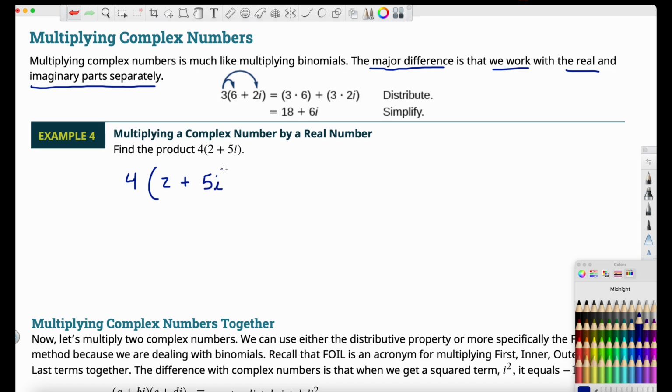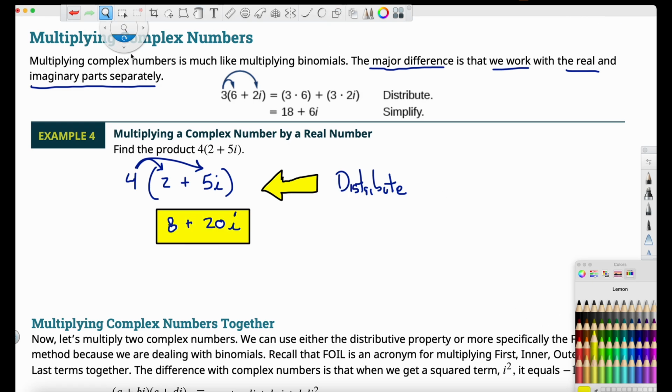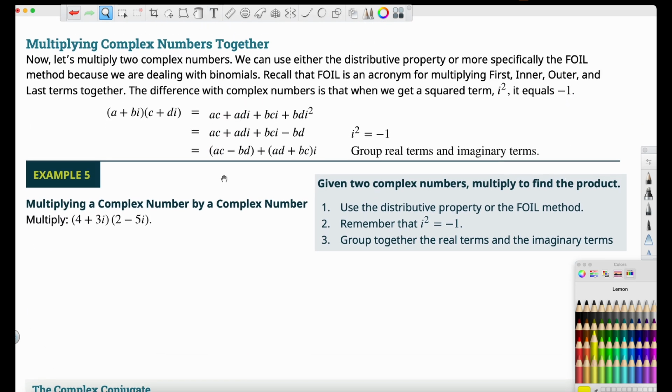Okay, same with example 4 here. 4 times the quantity 2 plus 5i. We're going to distribute the 4. So we're going to get 8 plus 20i. And that's our answer simplified in standard form.